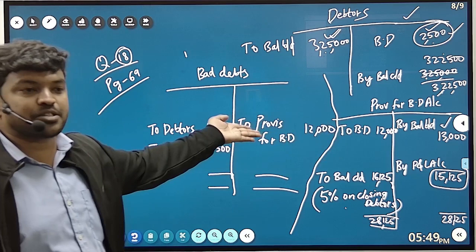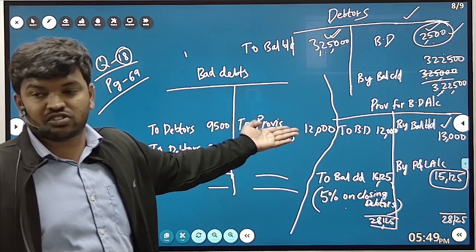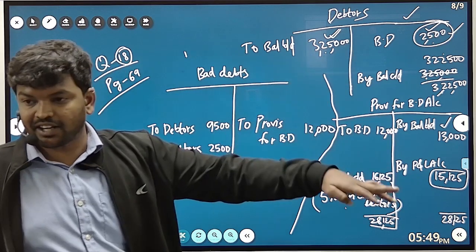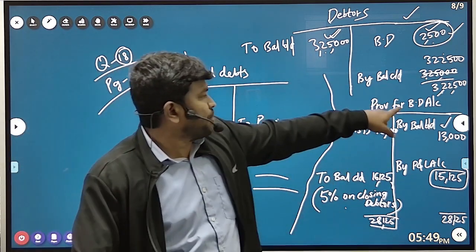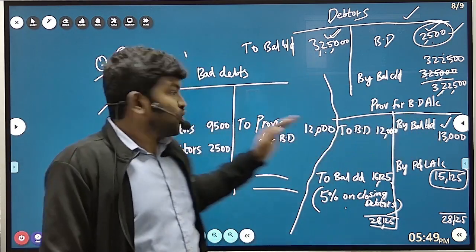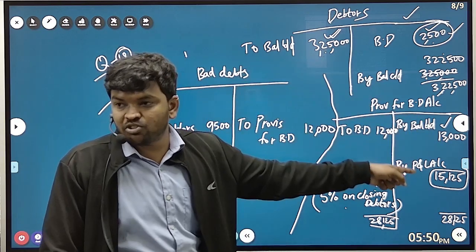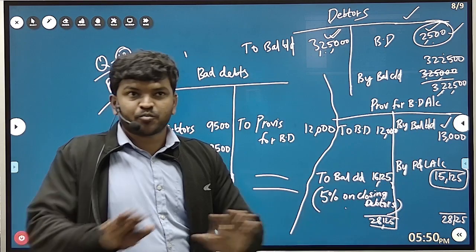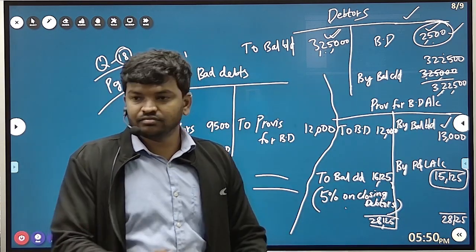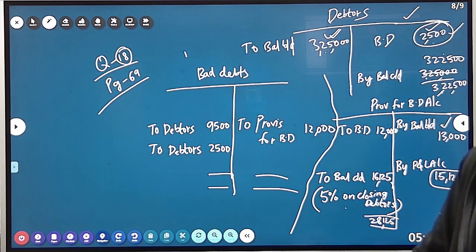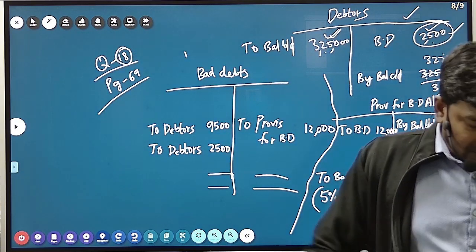Bad debts is an expense, sorry, bad debts is a loss. You have to transfer it, ideally to P&L account, but when you are having a provision for bad debts account, you should not transfer the bad debts to P&L, you have to transfer it to provision for bad debts account. Clear? Clear? And I'll take a pause. If you have any doubts in this question, you can ask me. What are they asking us to do?